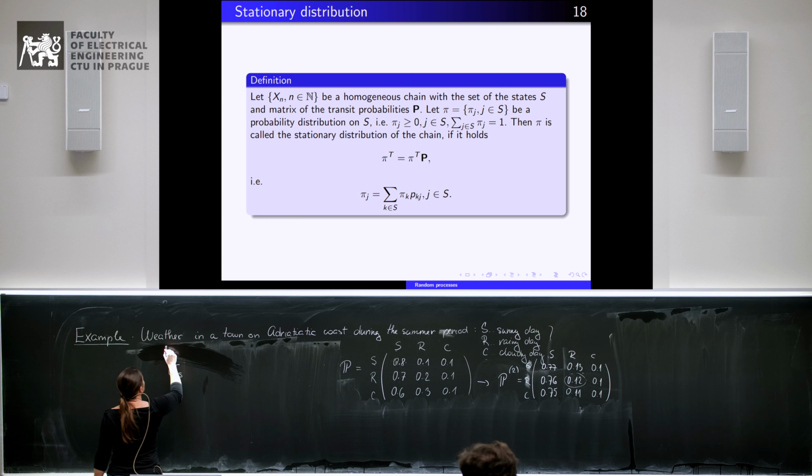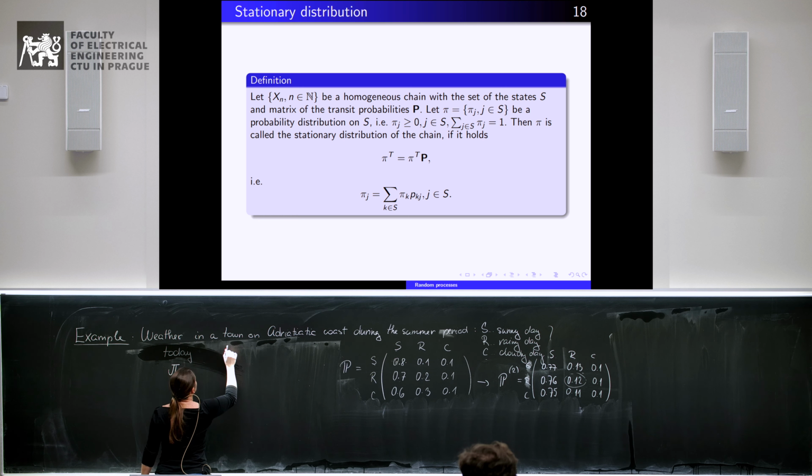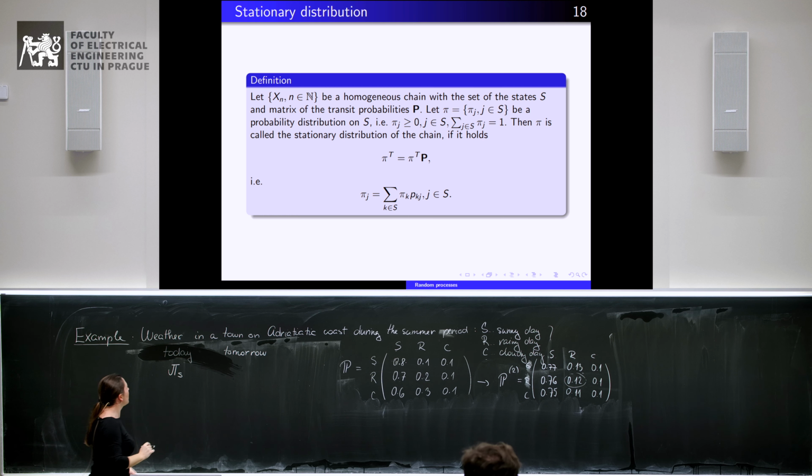I will write only today and tomorrow. So let's say that for today, the probabilities of sunny, rainy, and cloudy days are denoted as pi S, pi R, and pi C. And these probabilities that today it is sunny or rainy or cloudy, respectively, must be equal to the probabilities tomorrow.